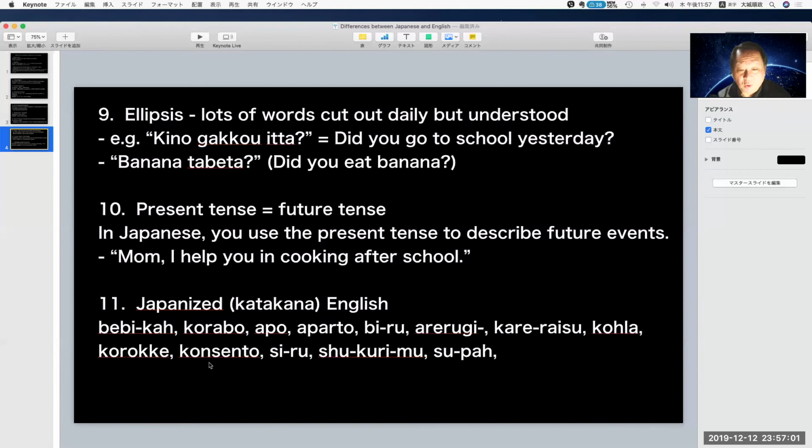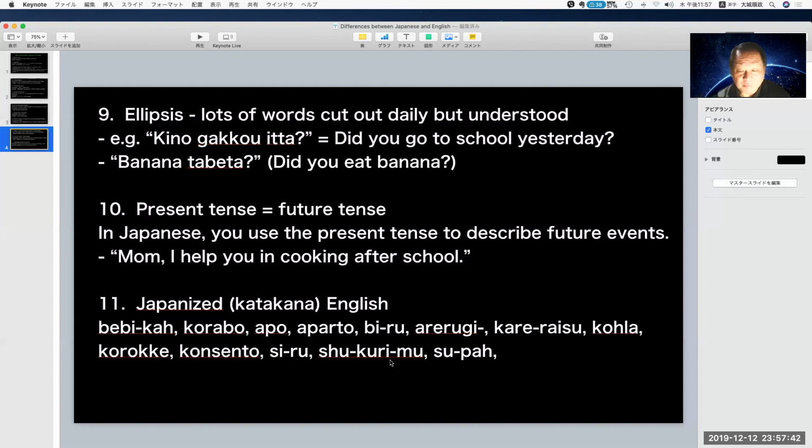Next one, "consento." It means outlet. "Shiru." It's not seal. Shiru means sticker. "Shoe cream." This is another Japanese English word that puzzles many Americans who come here for the first time. It means cream puff.